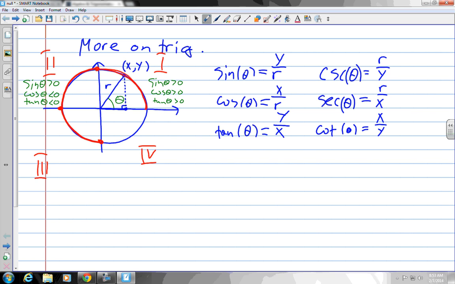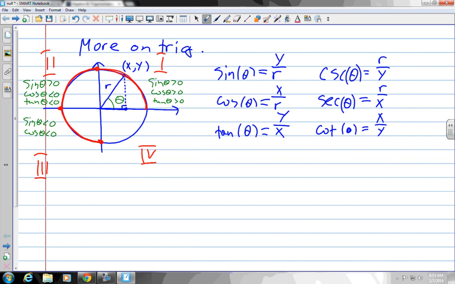If I move to the third quadrant, any point in the third quadrant has a negative value for x and a negative value for y, right? So if that's the case, then both sine and cosine are going to be negative in that quadrant. So sine theta is negative, cosine theta is negative.